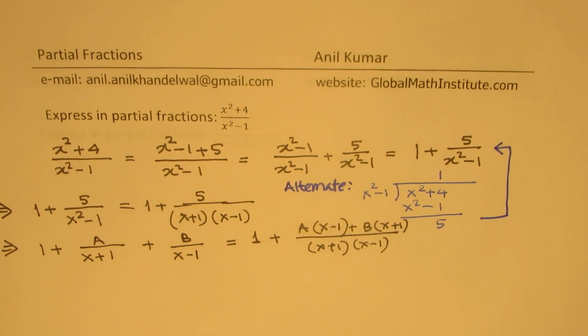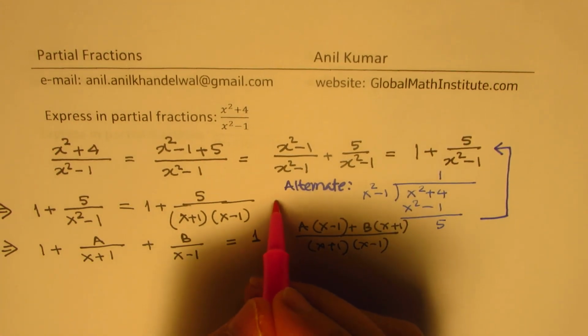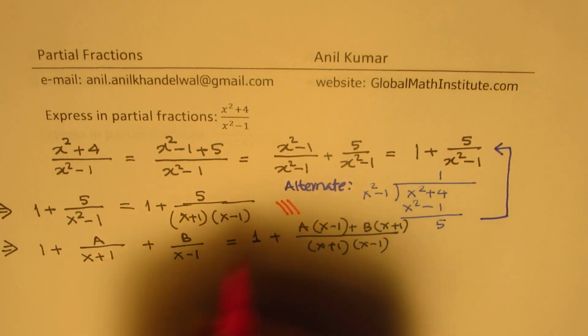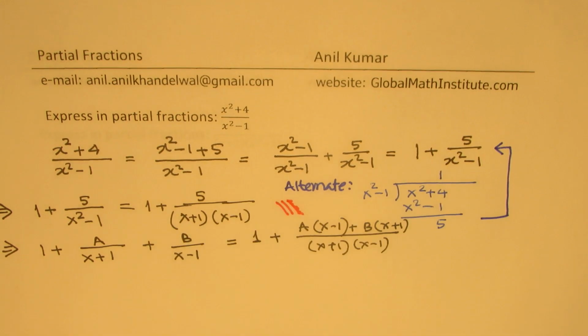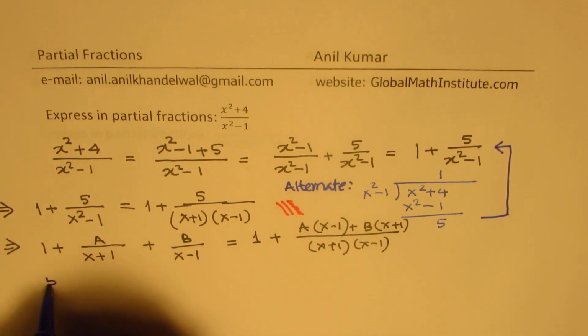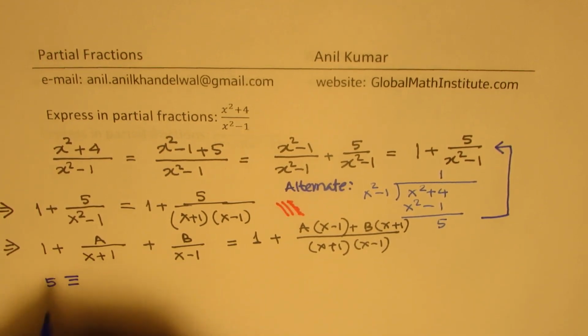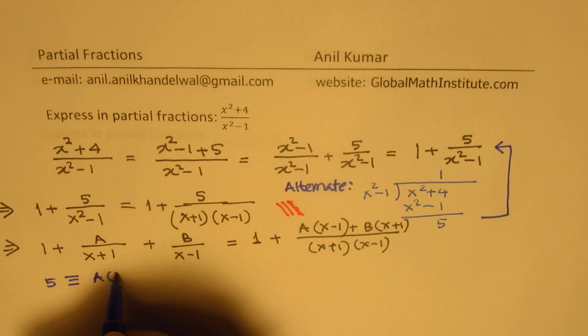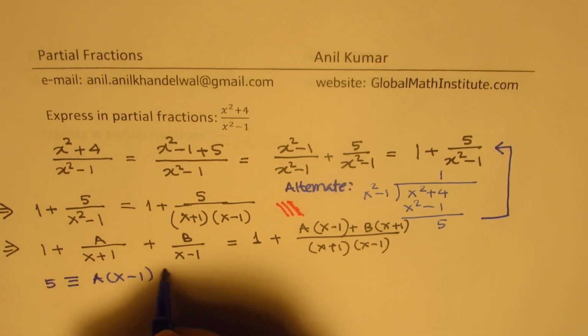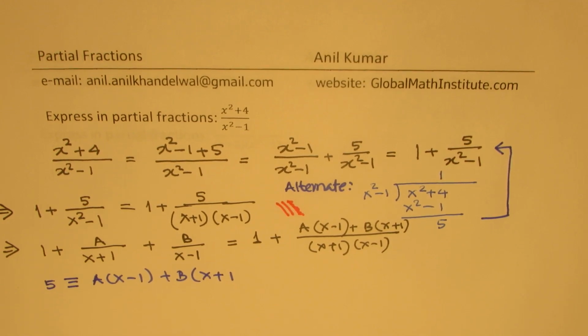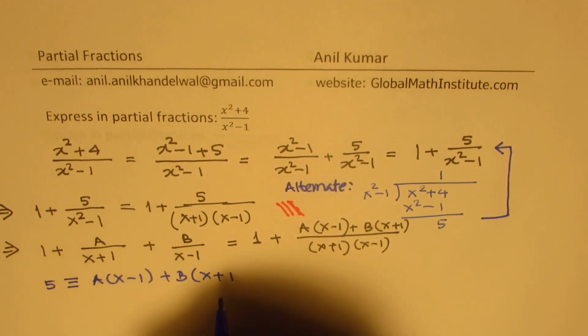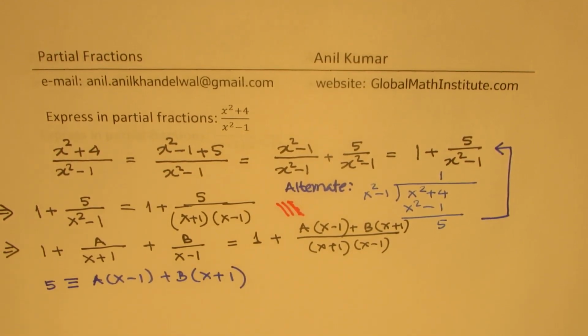Now these two expressions are identities, right? They are actually, let's write equal, right? But their numerators can be matched. So from here we can write that 5 is congruent to a times x minus 1 plus b times x plus 1. Do you see that? Now we can compare the coefficients and get our solution.